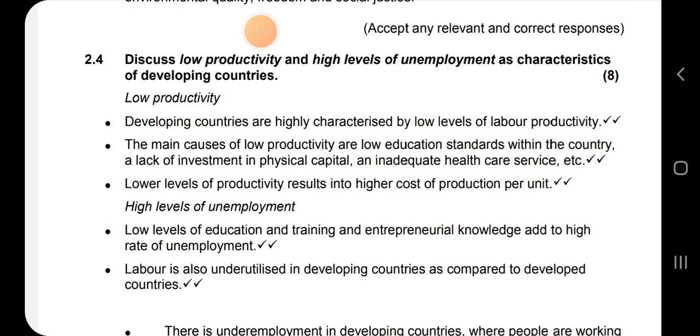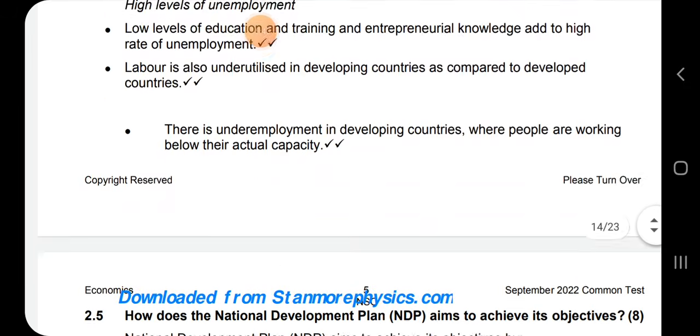So developing countries are highly characterized by low levels of labor productivity. The main causes of low productivity are low educational standards within the country, a lack of investment in physical capital, and inadequate healthcare services, etc. So lower levels of productivity result in higher cost of production per unit. Okay, that is how low productivity takes place, or how it affects people in developing countries.